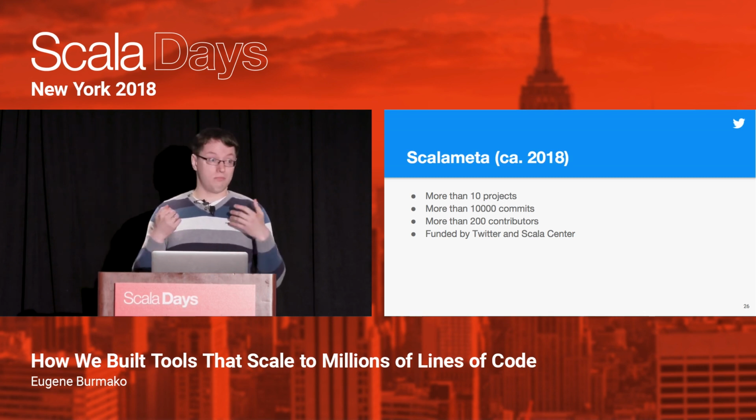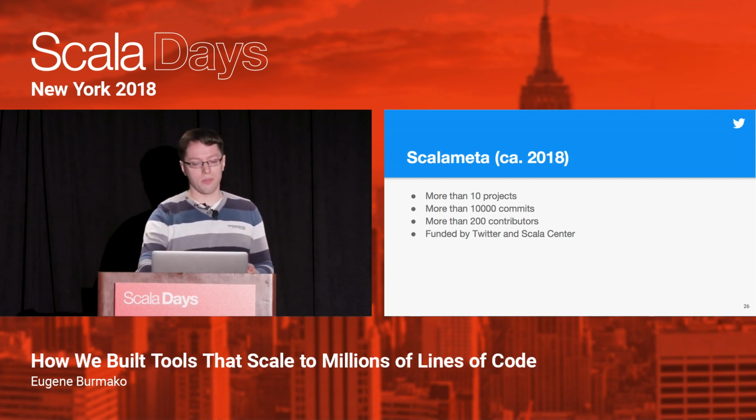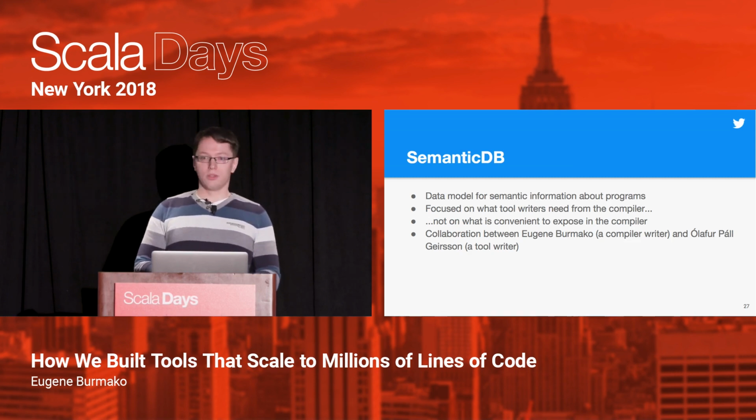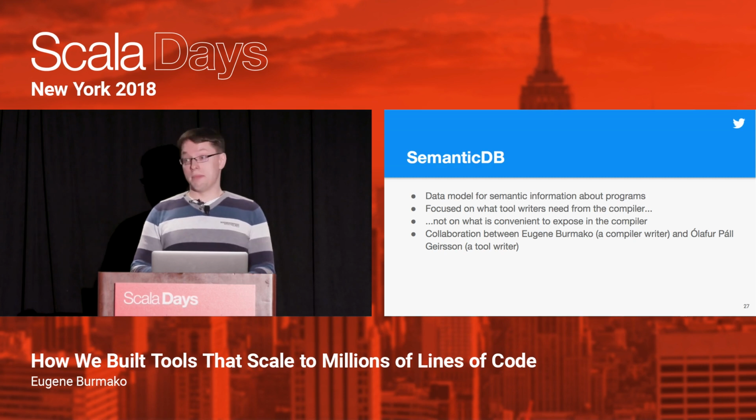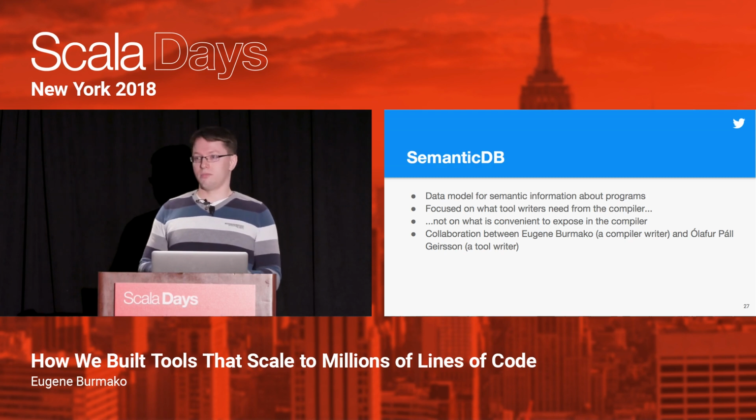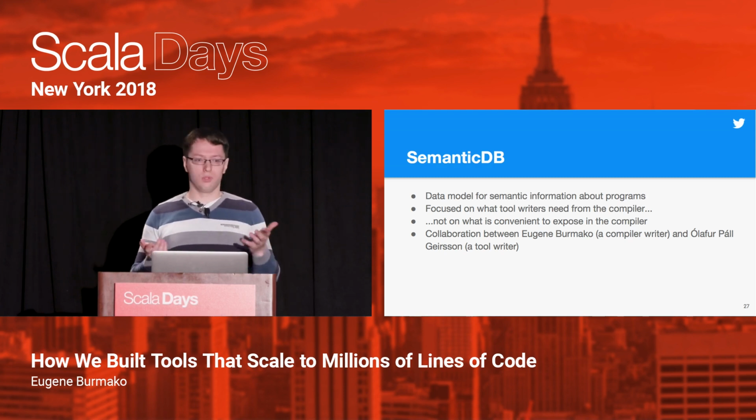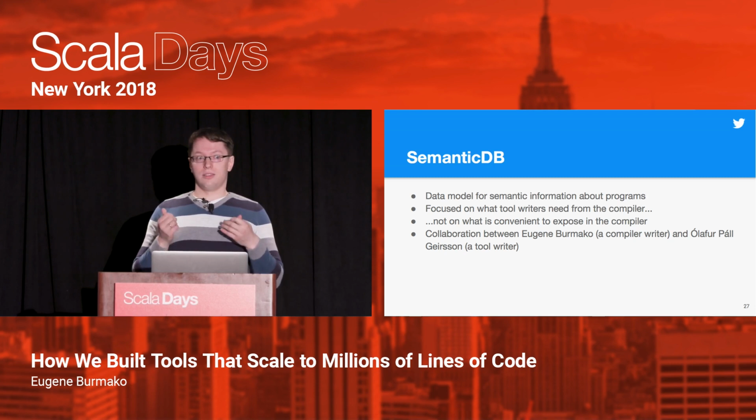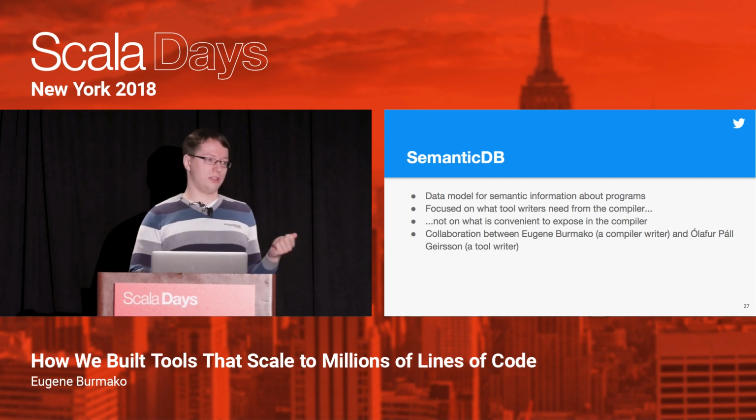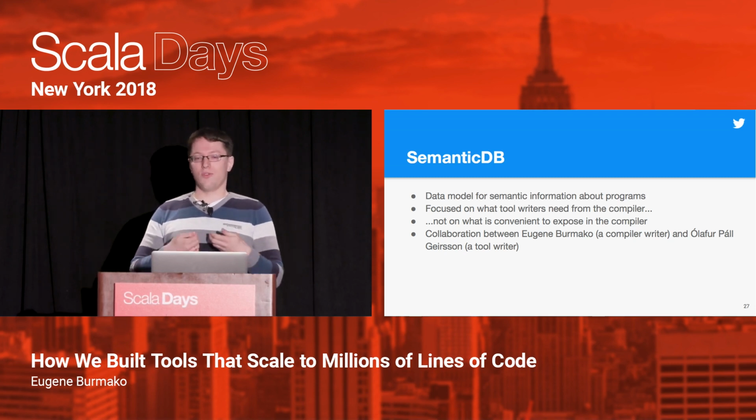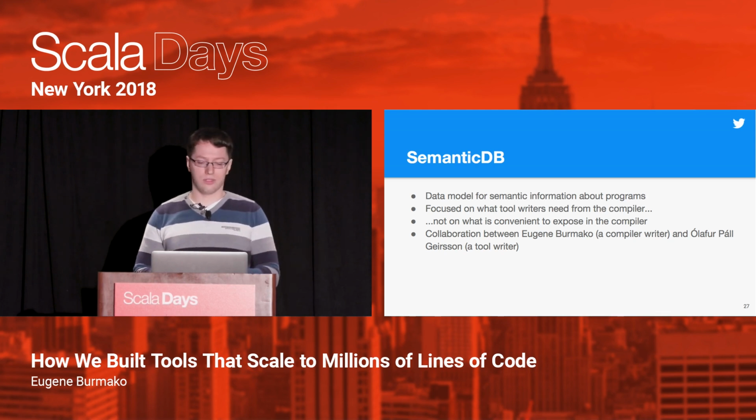So now, how we solved this particular problem at hand, semantic tools, right? Towards that end, we designed something called SemanticDB, which is a data model for semantic information about programs in Scala and other languages. For instance, we support Java. The data model does, and our code generators do partially. And the key thing, just like Scalameta, SemanticDB is focused on what tool writers need from the compiler, not what's convenient to expose, like it was in Scala Reflect, for instance.